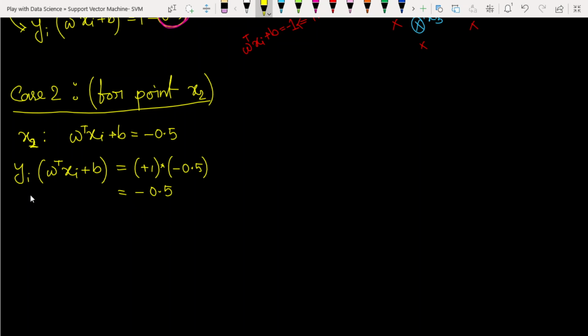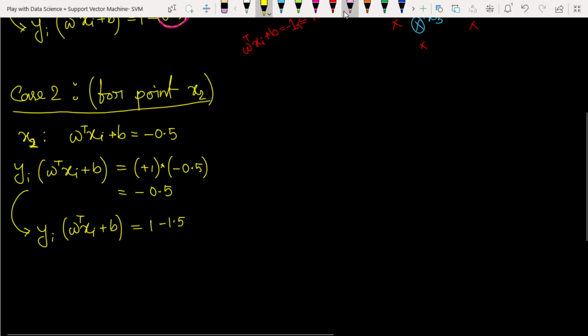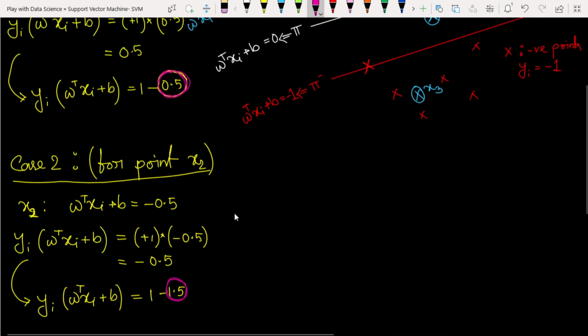Now I am rewriting these equations like this: 1 minus 1.5. Similarly I am giving the pink circle mark here, because this is important to calculate.